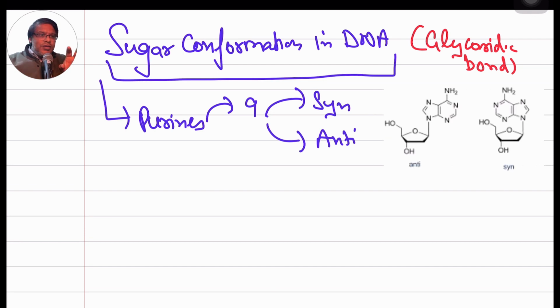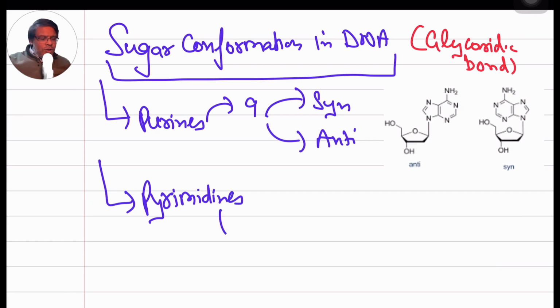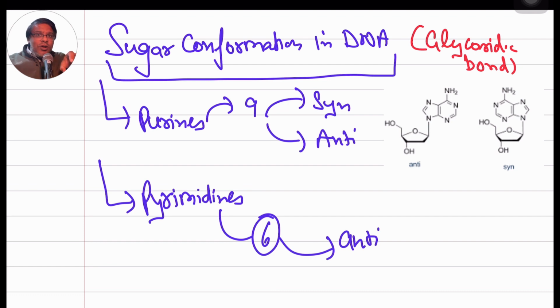So if you see the picture here in the case of base, okay, it will be away from the sugar in an anti position, or it will be on the top of the sugar. Okay, so one can be syn position, another can be anti. So here the purines, which are going to have 9-member rings, can be present in both conformations, syn conformation as well as anti conformation. While if you see the pyrimidines, they are going to have 6-member ring. They are going to be present only in anti conformation.